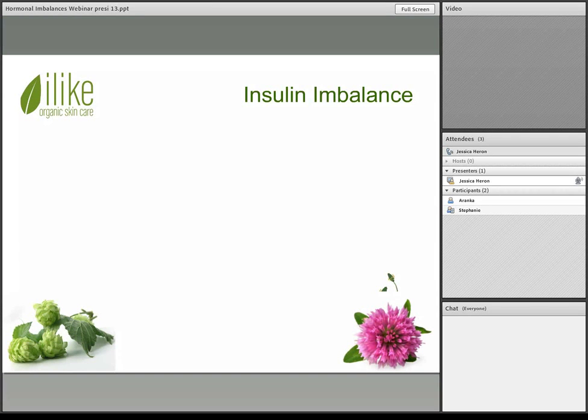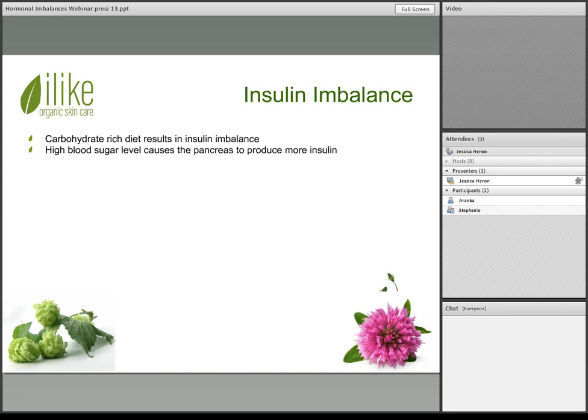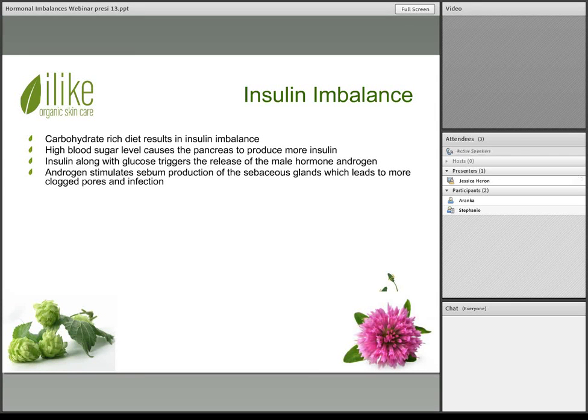Okay, so let's take a look at the insulin imbalance. Research suggests that a carbohydrate-rich diet results in an insulin imbalance. High blood sugar level causes the pancreas to produce more insulin, and insulin, along with glucose, can trigger the release of the male hormone androgen. And as we know, the androgen hormone stimulates oil or sebum production of the sebaceous glands where oil is produced, which leads to more clogged pores and can lead to infection.